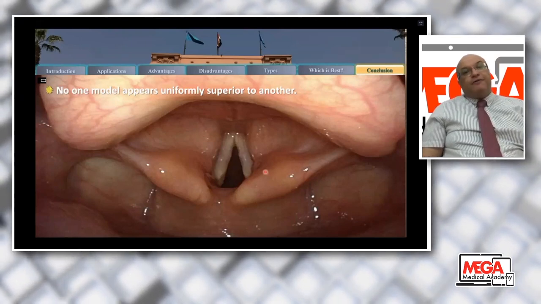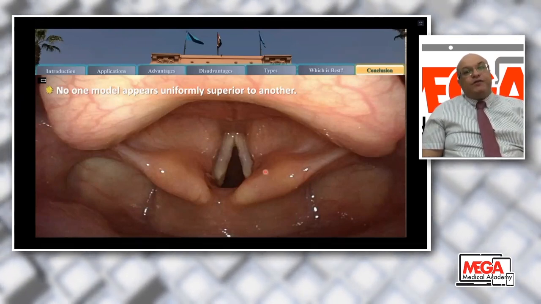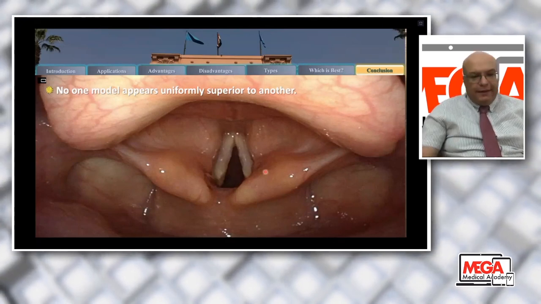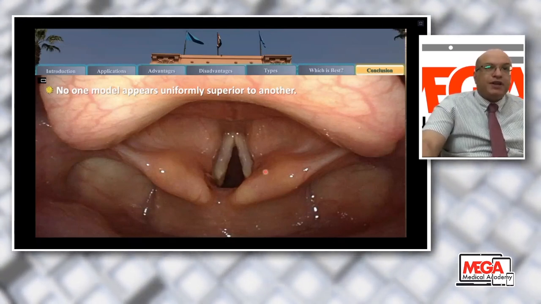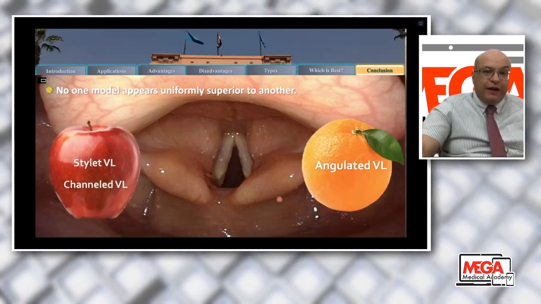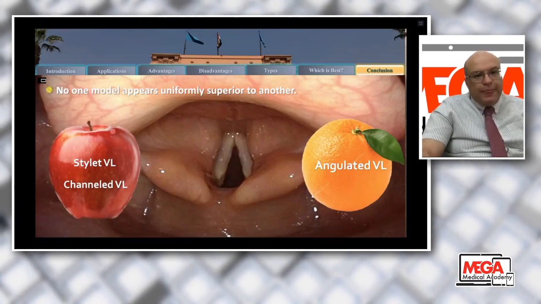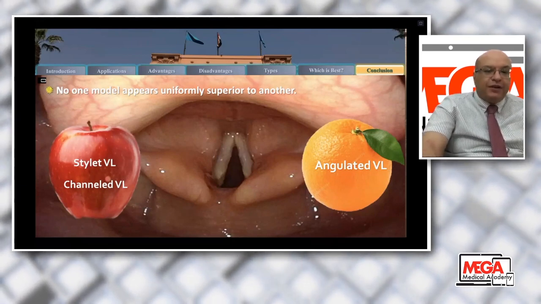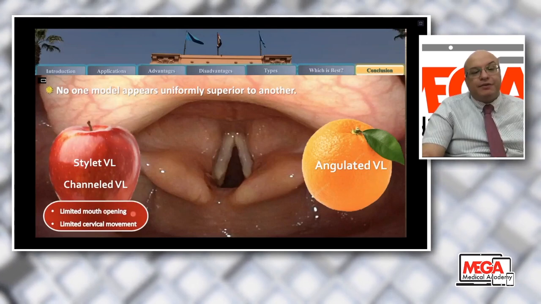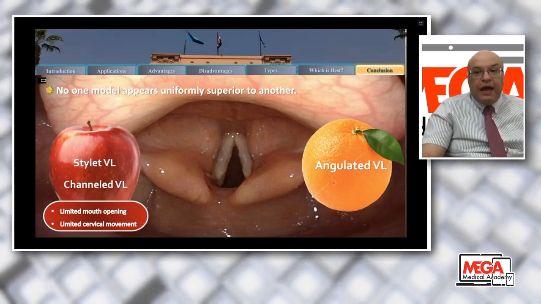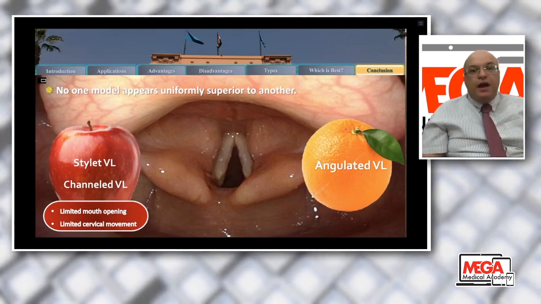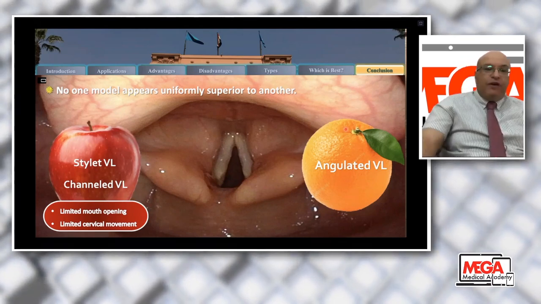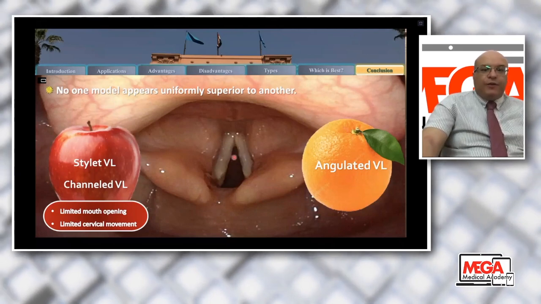So in conclusion, unfortunately, no one model appears uniformly superior to another. What do you have to do? You have to use what is at your hand. However, if you have the opportunity to purchase or to get two types of video laryngoscopes, if you have such luxury, you have to choose to get one apple and one orange. One apple could be a styletted video laryngoscope or a channeled video laryngoscope, which would be helpful in a patient with limited mouth opening and limited cervical movement. And an angulated video laryngoscope for better visualization, particularly if you have bleeding from the airway, if you have vomitus, if you have extreme difficulties, and so on.